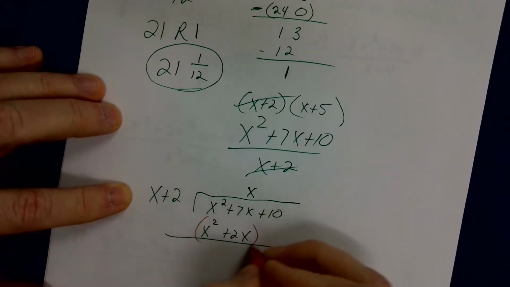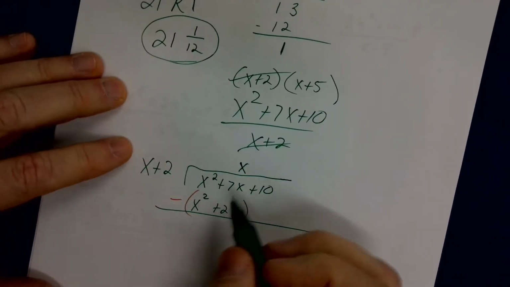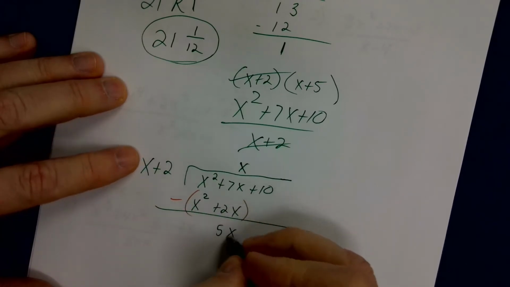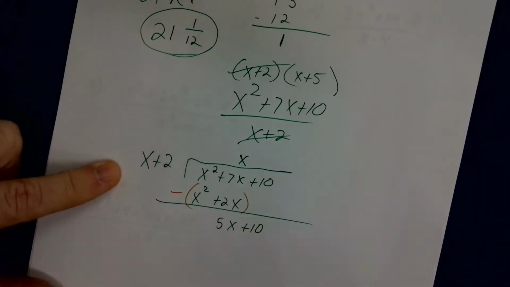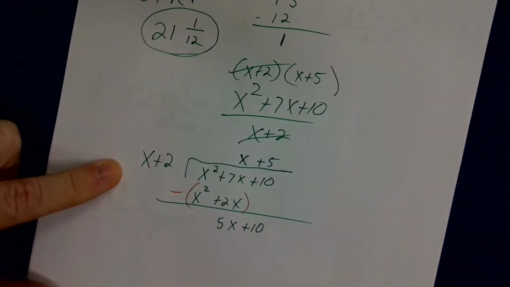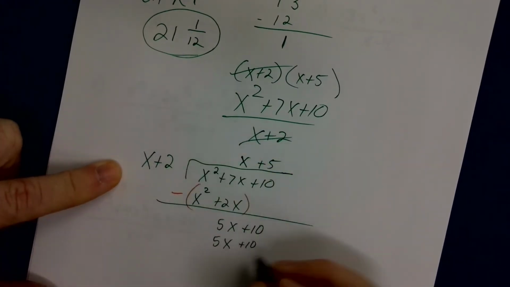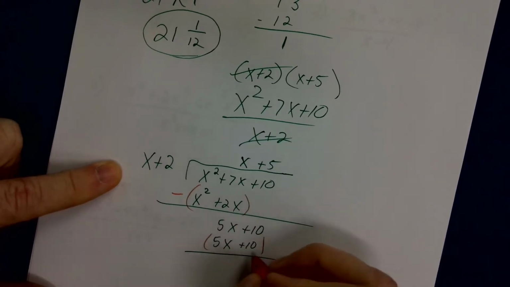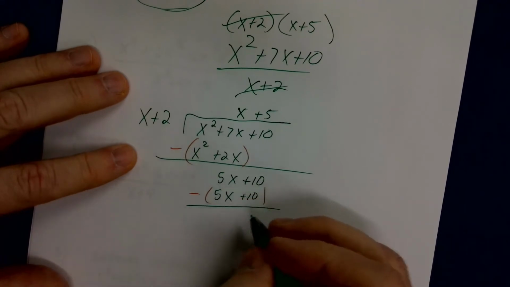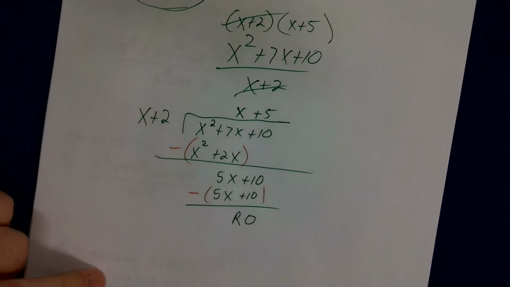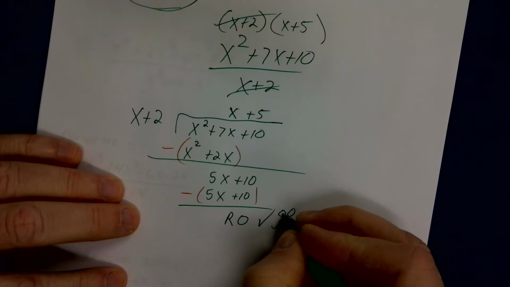Then I take these two things and I subtract them. X squared minus x squared go poof. 7x minus 2x is 5x. Bring your 10 down. How many times does x go into 5x? Goes in 5 times. 5 times x is 5x. 5 times 2 is 10. And I subtract 5x minus 5x. Poof. 10 minus 10. Poof. I had a remainder of 0. Check mark. Smiley face. Okay?